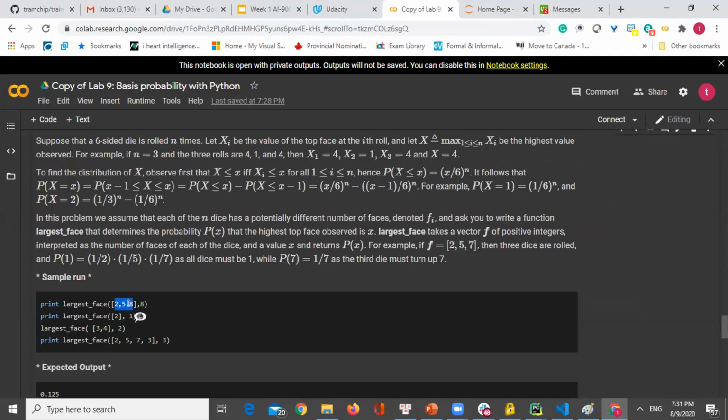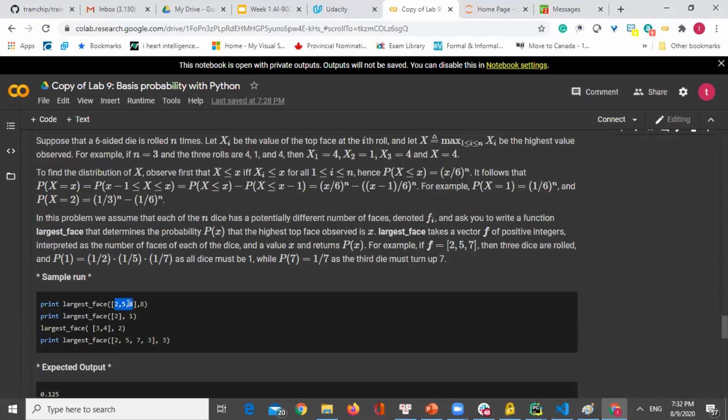You don't understand correctly. In this example, they are trying to compute the probability that a given face is the largest face among these three dice. So in 3 numbers, right? Yes, three dice, three numbers. But then what are the 2, 5, 8? 2 is the number of faces of the first dice, 5 the number of faces of the second dice, and 8 the number of faces of the third dice.